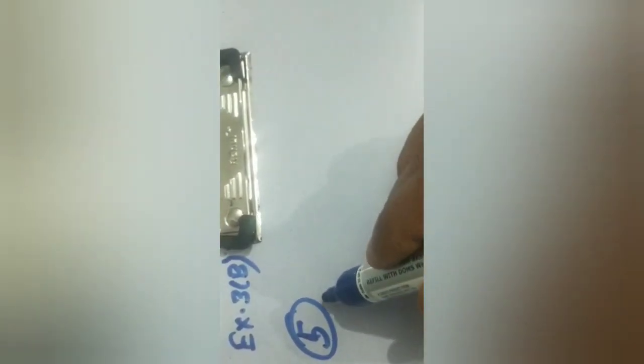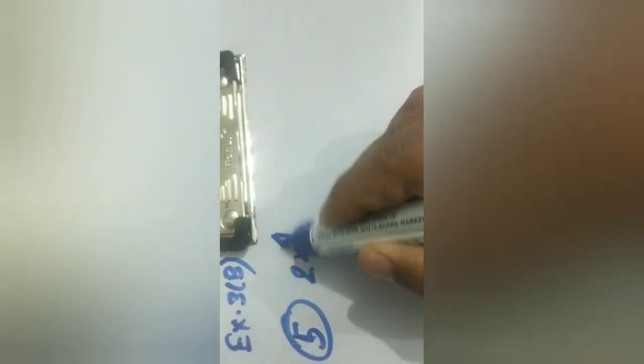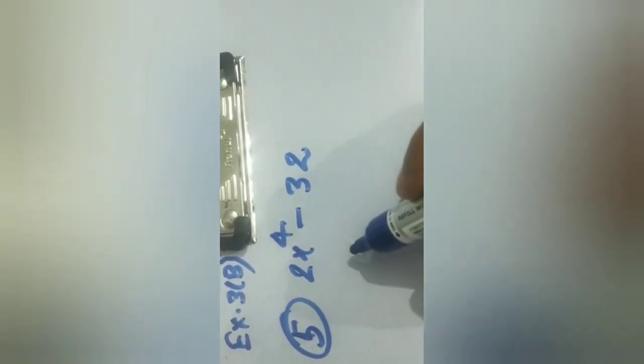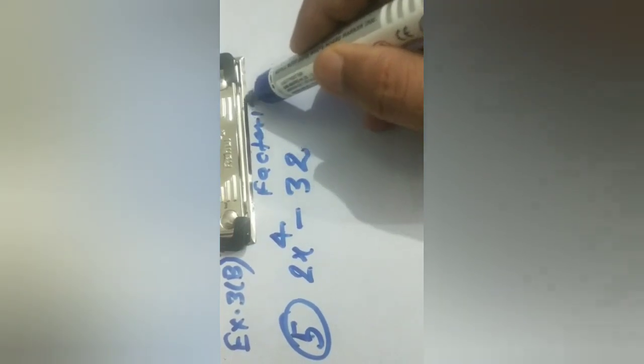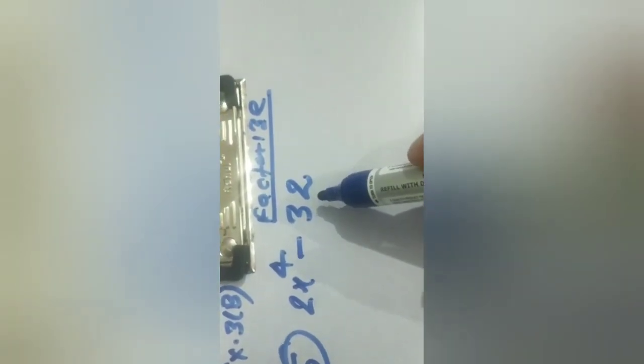You will see the question is 2x raised to the power 4 minus 32. You have to factorize it. Factorize 2x raised to the power 4 minus 32. So let us factorize it.